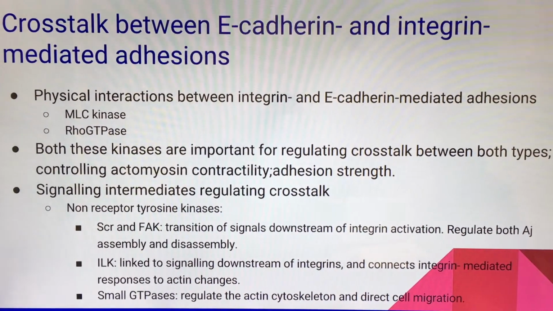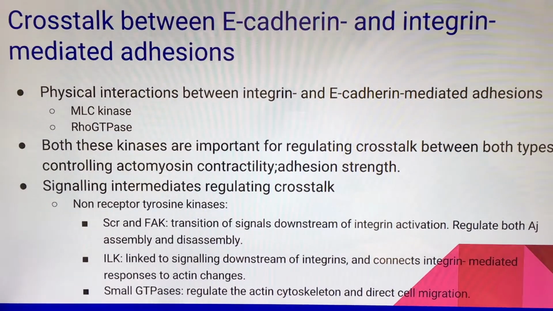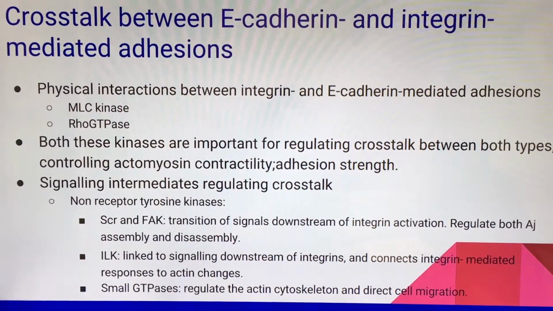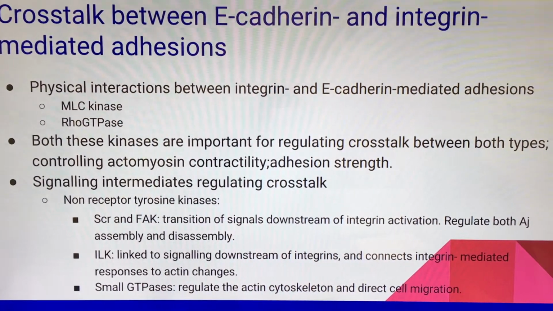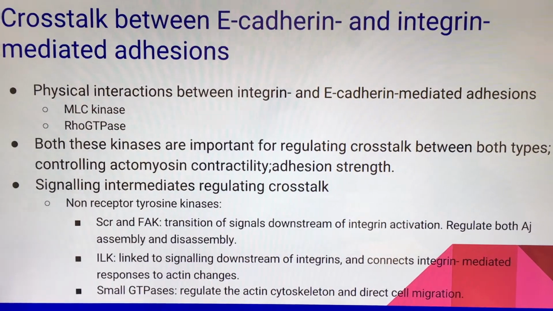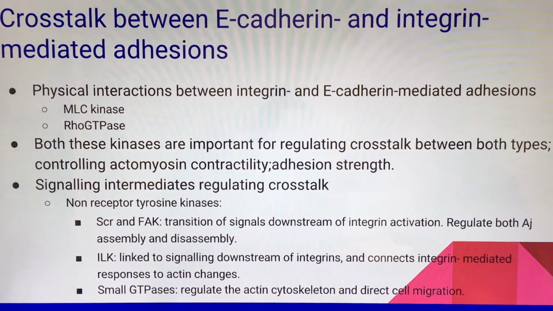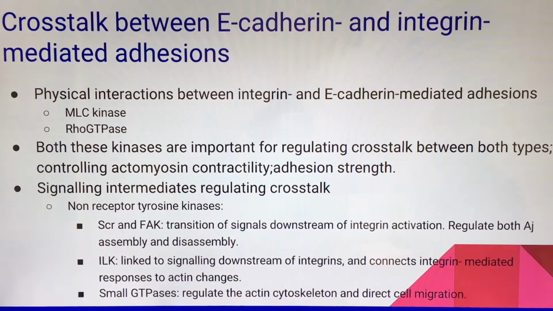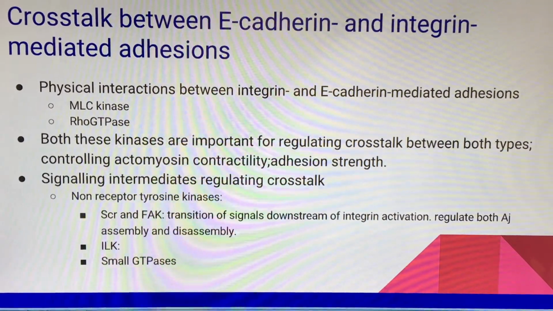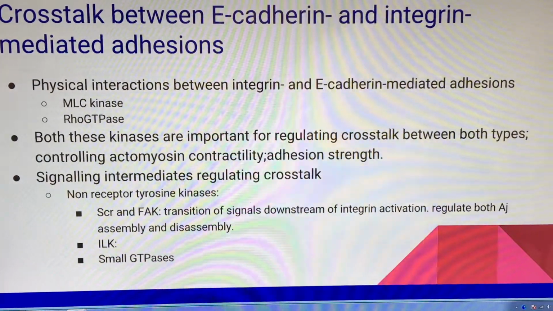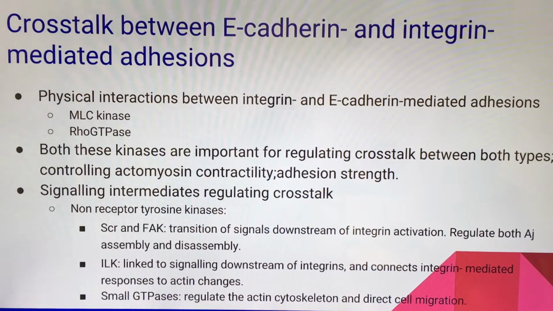by relaxing your muscles. The second is Rho GTPase, which is a small signaling G protein, and they're part of the RAS superfamily, and they regulate many aspects of intracellular actin dynamics. They are also found in the eukaryotic kingdom. They're important for regulating crosstalk, controlling actomyosin contractility, and adhesion strength. This has an impact on collective migration of the cells.